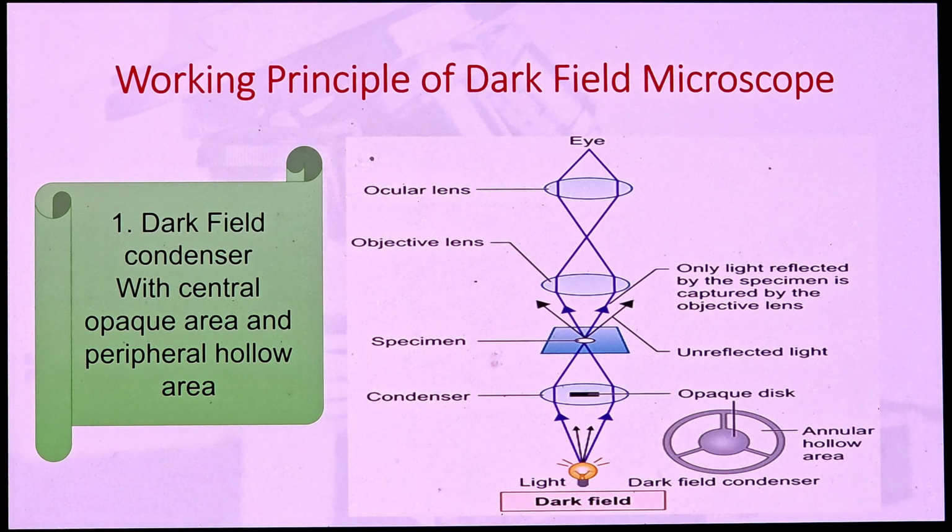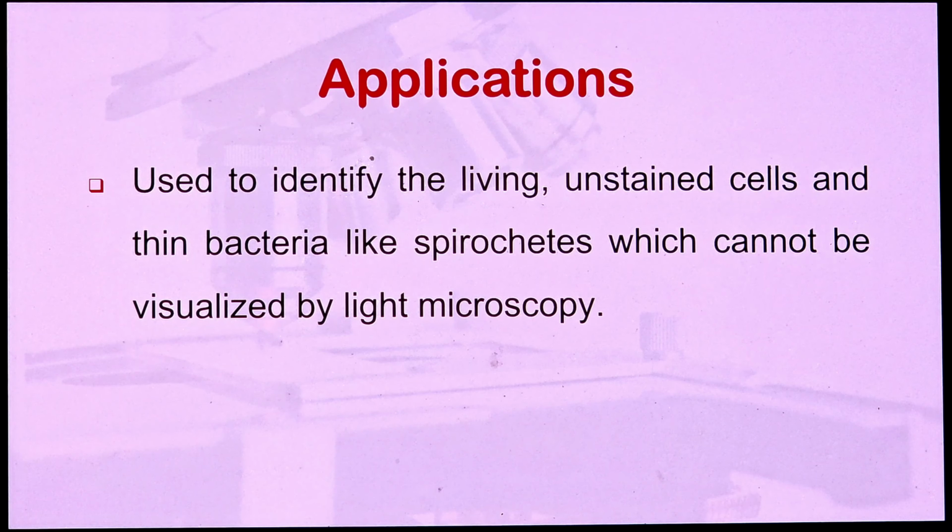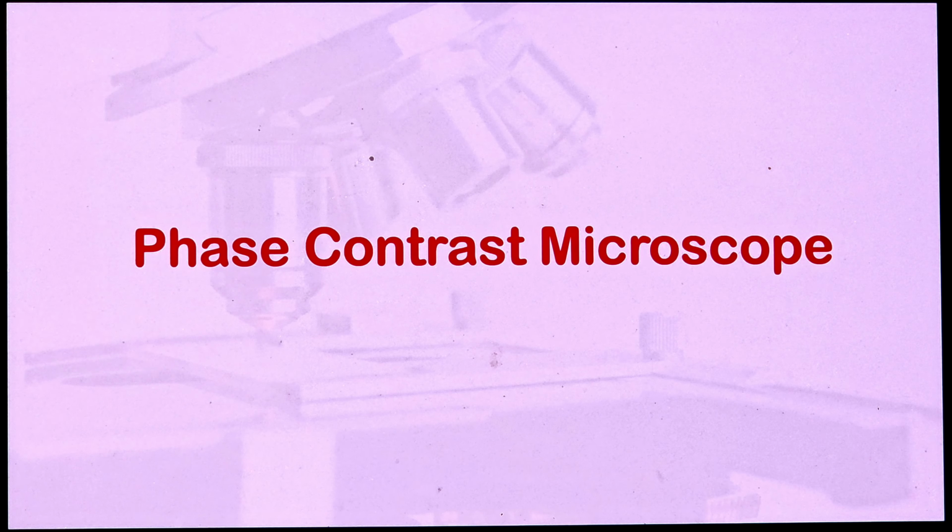Then the light falls on the specimen, and the unreflected light from the specimen does not pass through the objective lens. Only the light reflected by the specimen is captured by the objective lens, and finally it falls on the ocular lens and we can see the magnified image of the object. What are the applications? Used to identify living unstained cells and thin bacteria like spirochetes which cannot be visualized by light microscopy. So what is phase contrast microscope?